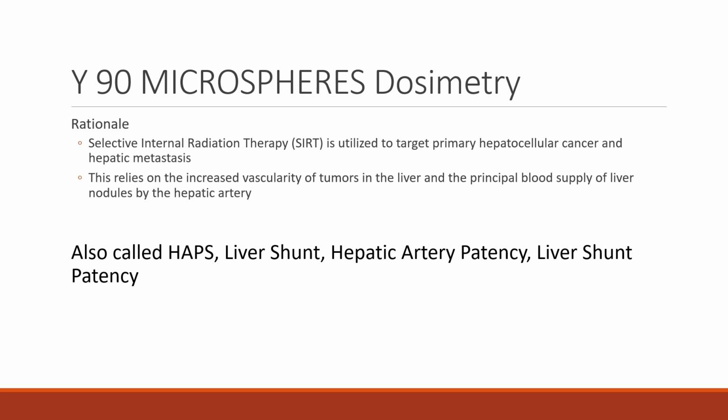So that's the rationale. This is called selective internal radiation therapy, SIRT, and this is utilized to target primary hepatocellular cancer and hepatic metastases. This relies on the increased vascularity of the tumors in the liver and the principal blood supply of liver nodules in the hepatic artery.